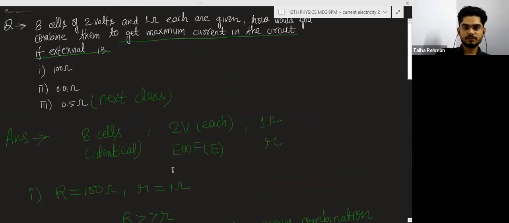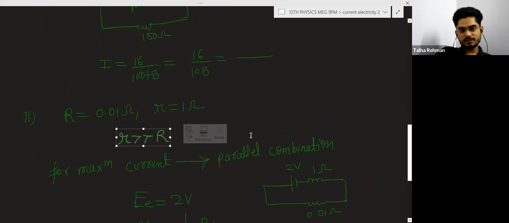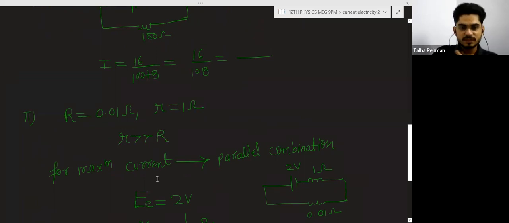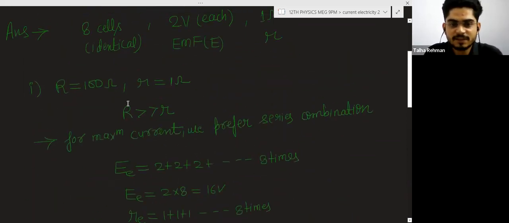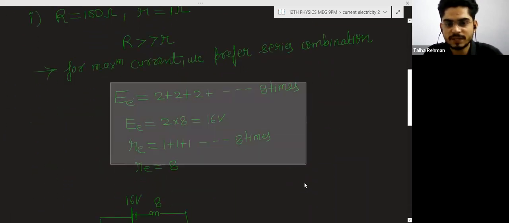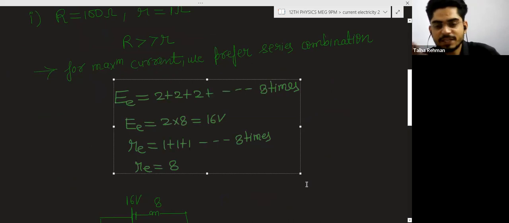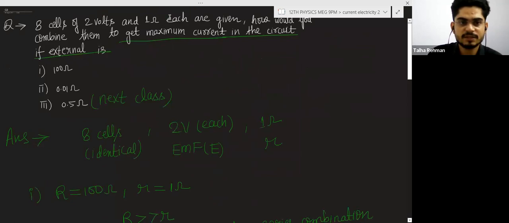Okay, Hamza, got it? Yes, sir. So, hope you have understood the meaning of this. If the internal resistance is large, then for maximum current, you will connect all the cells in parallel. If the external resistance is large, then you will connect all the cells in series. And the rest of the things are just calculations. If you are connecting 8 cells of 2 volt in series, then the equivalent EMF will be this. Okay, take the screenshot.